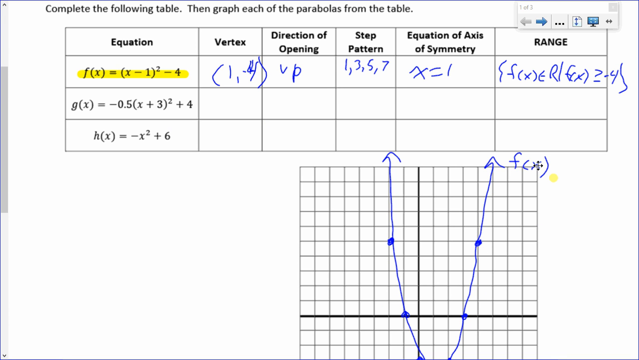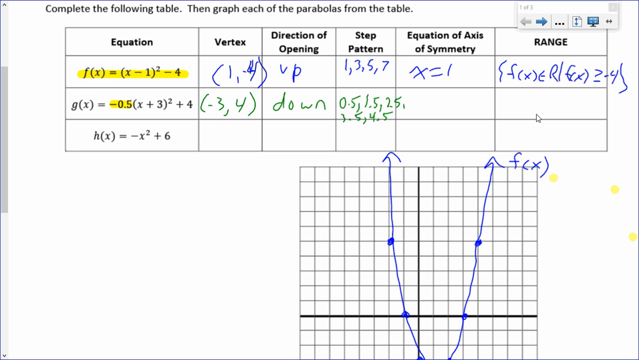So in the next example, we have g of x, which has a vertex at -3, +4. This one has an A value, though, that's negative, so we know that it opens down. And the A value is a half, so we're actually going to multiply this step pattern here by 1/2. So our new step pattern is 0.5, or 1/2, followed by 3 halves, 3 divided by 2, which is 1.5, followed by 5 divided by 2, which is 2.5. Okay, we could keep going and following that pattern, 3.5, 4.5, and so on.